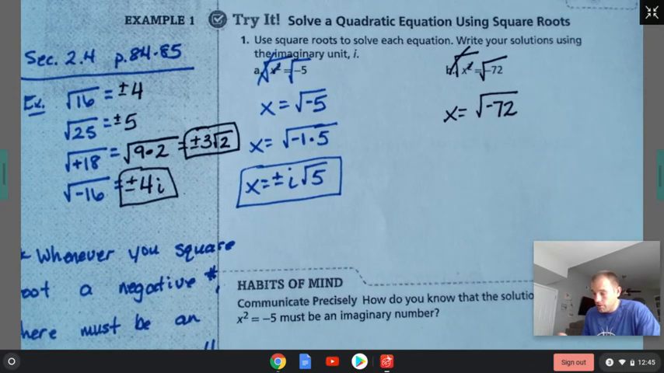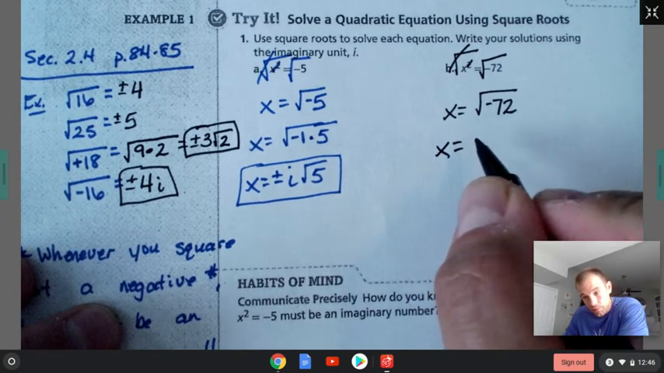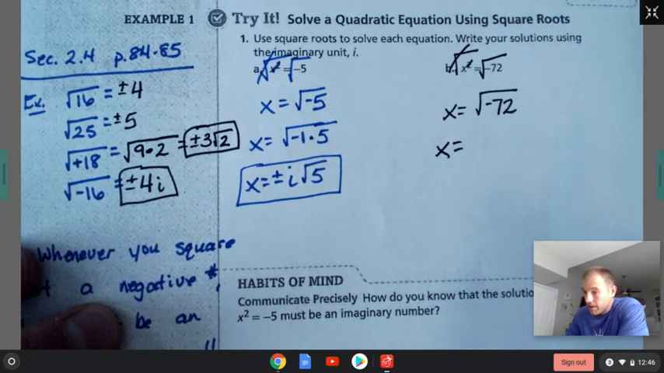72 is not one of those, okay? So I need to try to split up 72 into something that is a perfect square, which in this case, 72 would split into what? Think about it for a second.